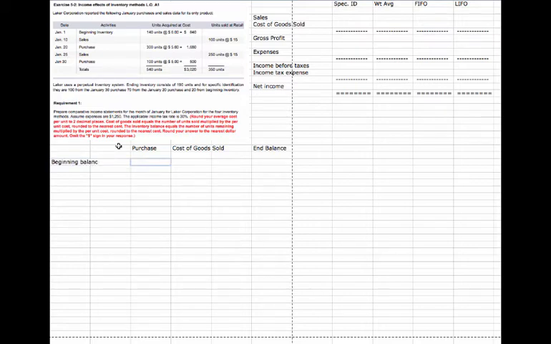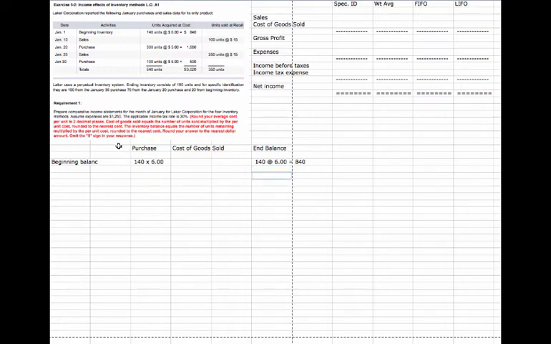Now, we're going to start with 140 units times $6, because that's how much was in our beginning balance. So which basically means that at the beginning balance here, we've got 140 units at $6, which equals $840.